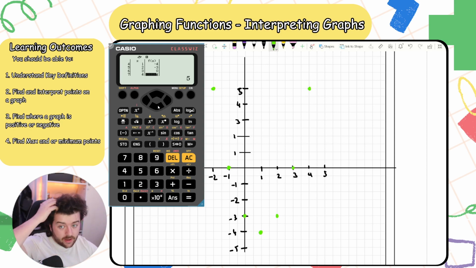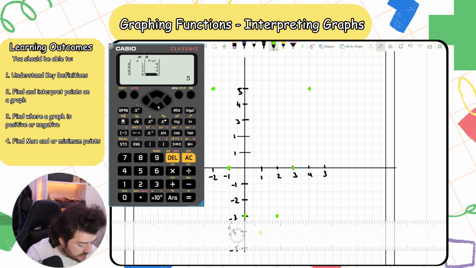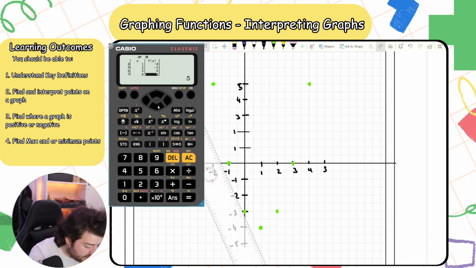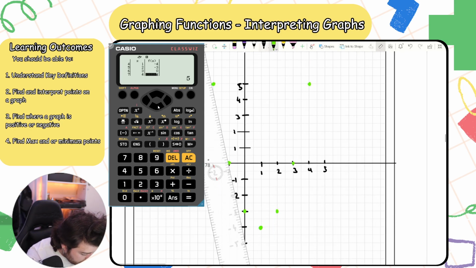And there we go. There is my quadratic graph. Right, so let me connect it up. I'm just going to use a different color. No, I want to use black.